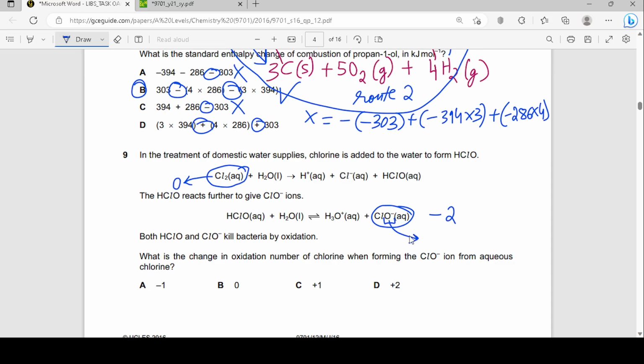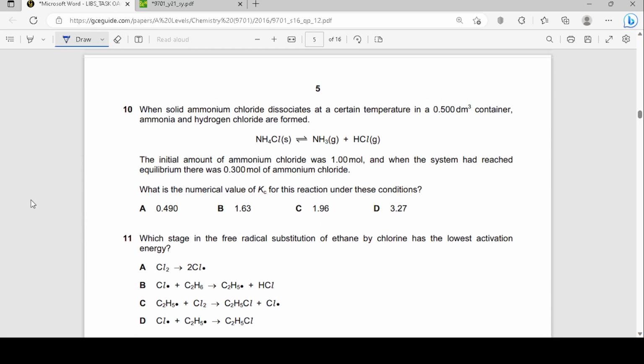So oxygen here is -2, it has an oxidation state of -2, chlorine we don't know, so we're going to take it as x, and then the whole ion has an oxidation number of -1. So then what is x going to be? It's going to be -1 plus 2, so it's going to be +1. So basically over here chlorine has an oxidation number of +1. And so what's the change? The change is from 0 to +1, which is +1 obviously. So the answer is going to be C, right? Yeah. Next question.